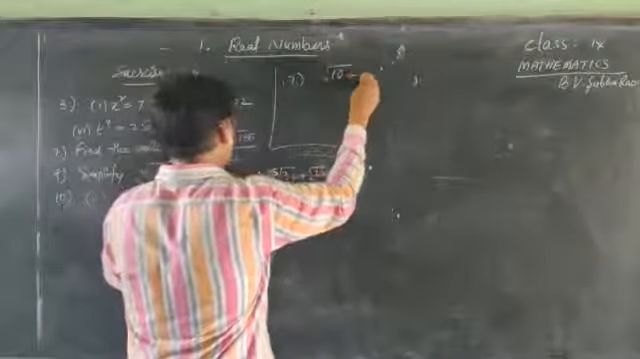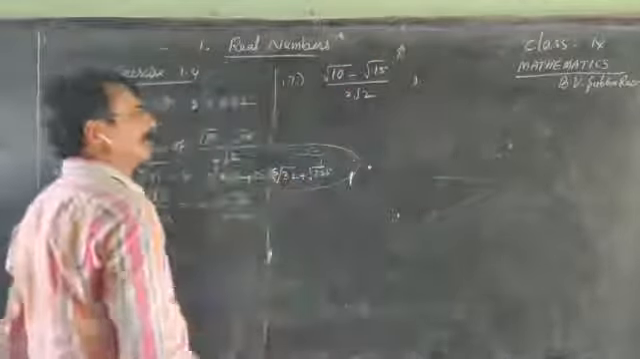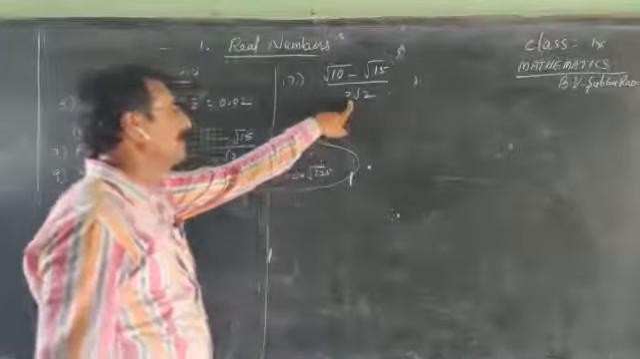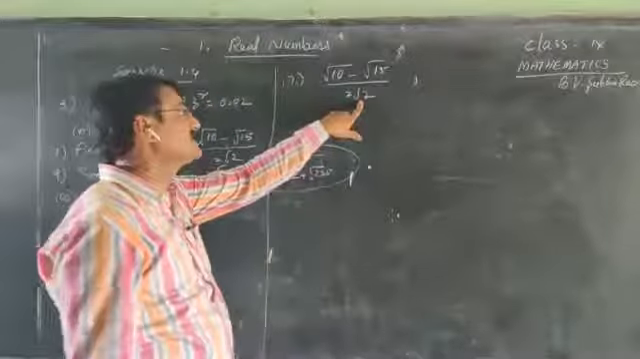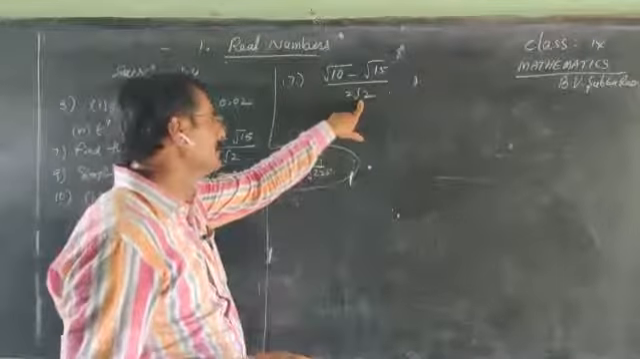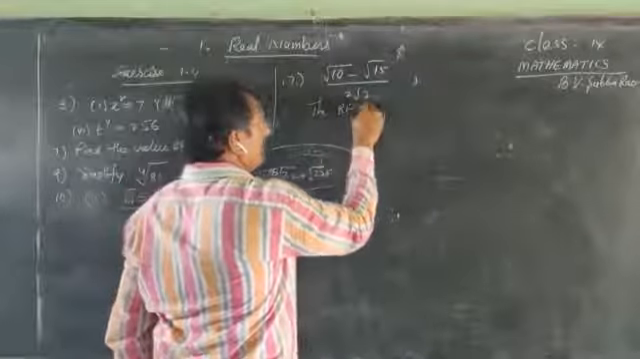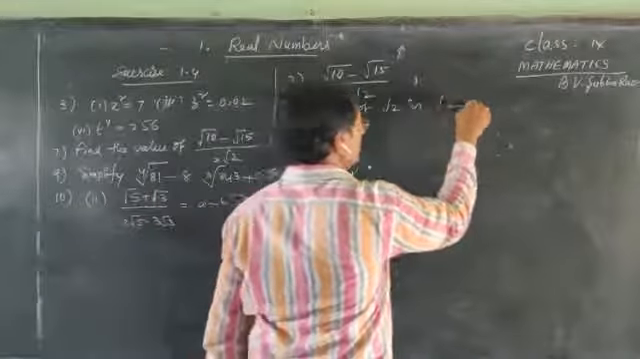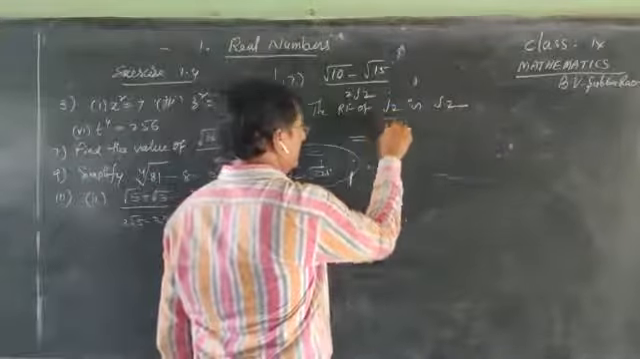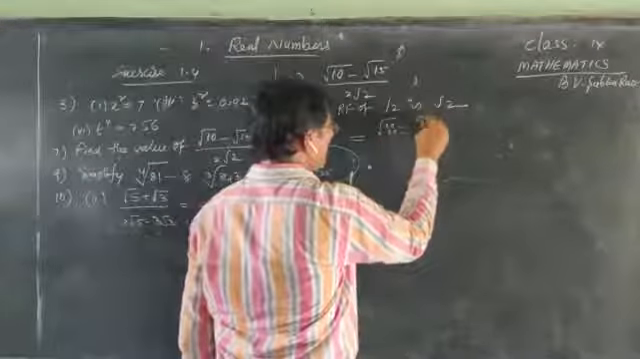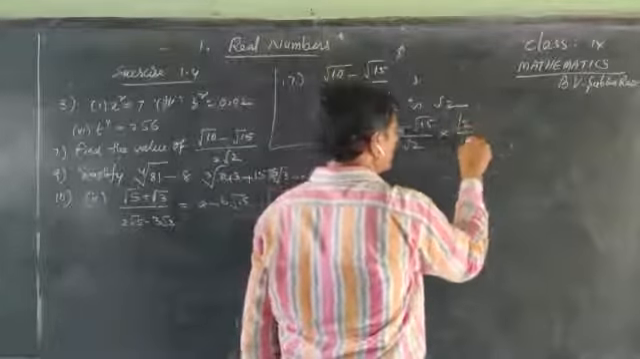Square root 10 minus root 15 by 2 root 2. The denominator is 2 root 2. Root 2 is there. To rationalize this one, we must multiply with the RF of root 2. What is the RF of root 2? The RF of root 2 is root 2 only. So multiply both numerator and denominator with root 2. Then square root 10 minus square root 15 by 2 into square root 2, into square root 2 by square root 2.